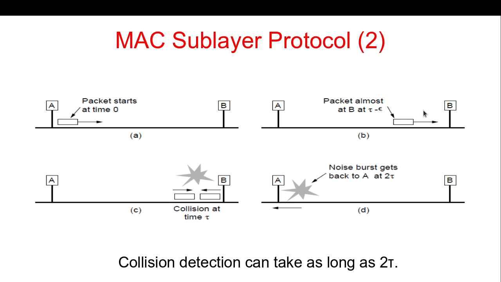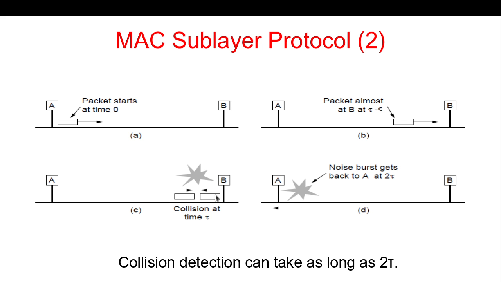Now it arrives at the distant location B. Let us also imagine that the time required to transmit the whole frame from A to B is tau. So just before that time tau, for example at time tau minus epsilon, the frame is just about to reach B, and at that time B, as it has not yet received it, has also started its transmission. Obviously the collision occurs at that time.